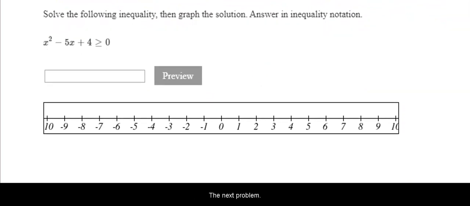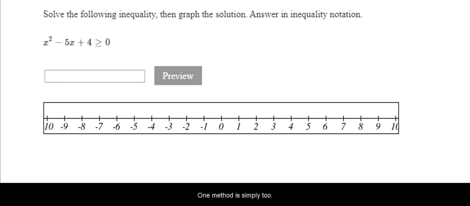On the next problem, I have a quadratic equation involved in the inequality. They want me to graph the solution. To do this, I need to first think about what it would look like if I were to graph it. There are multiple ways of figuring out quadratic inequalities. I'll give you two different methods.